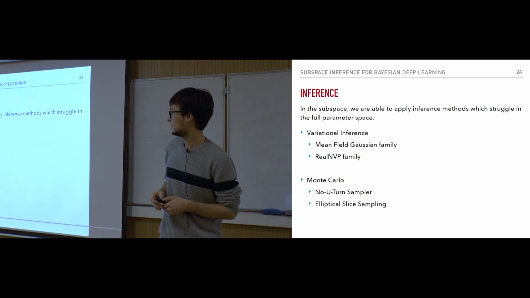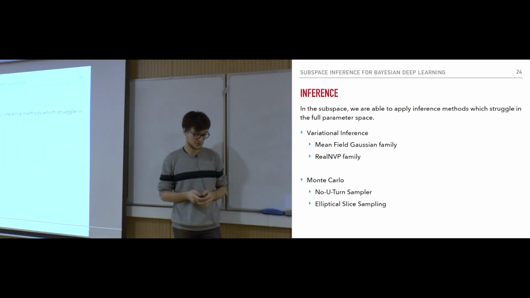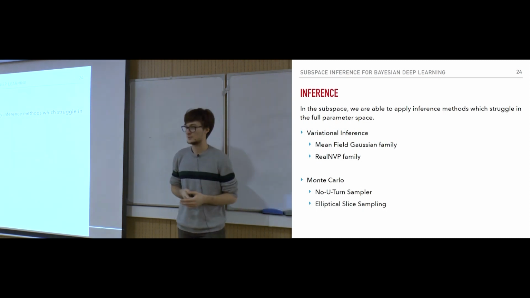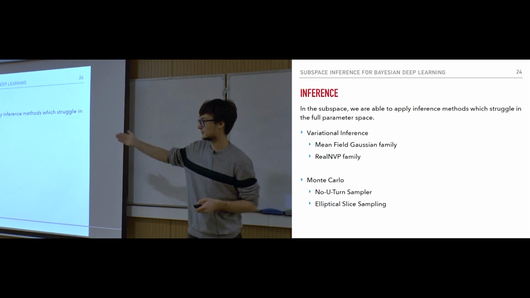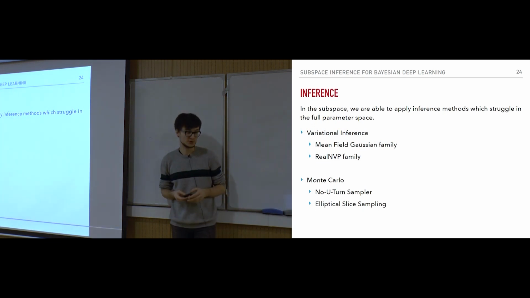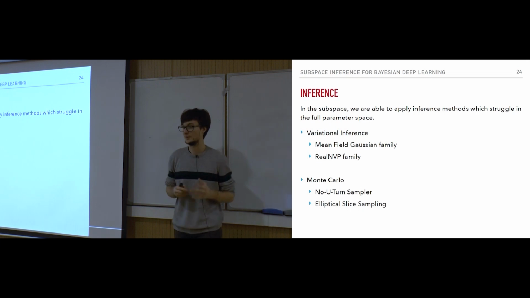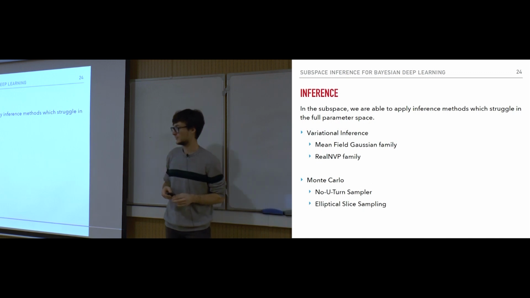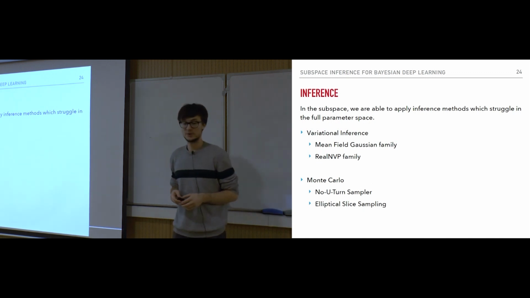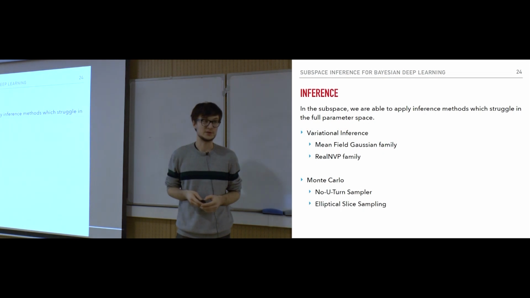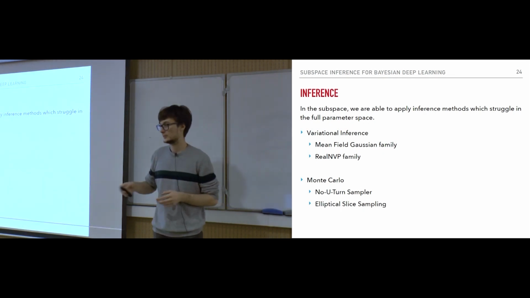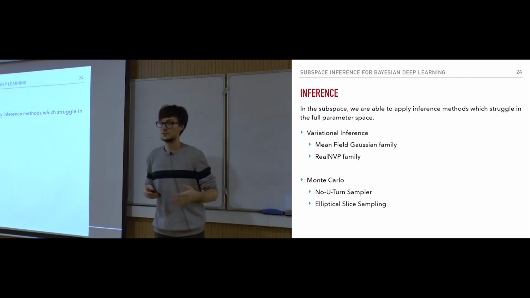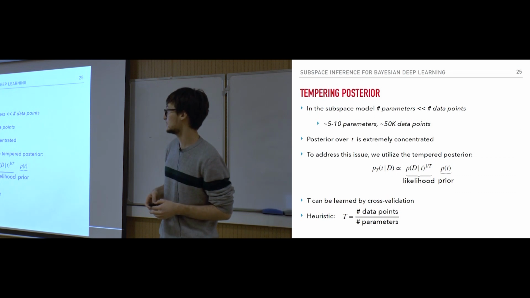And another cool thing about this approach is that we can use methods that we usually cannot use for neural nets. For example, we can use variational inference with very expressive families of variational distributions because it's a very low dimensional subspace. Here we can actually do almost exact inference and use very fancy approximations. We can also use advanced Monte Carlo methods like Hamiltonian Monte Carlo, the no U-turn sampler, or elliptical slice sampling. And they all work fairly fast in this subspace.